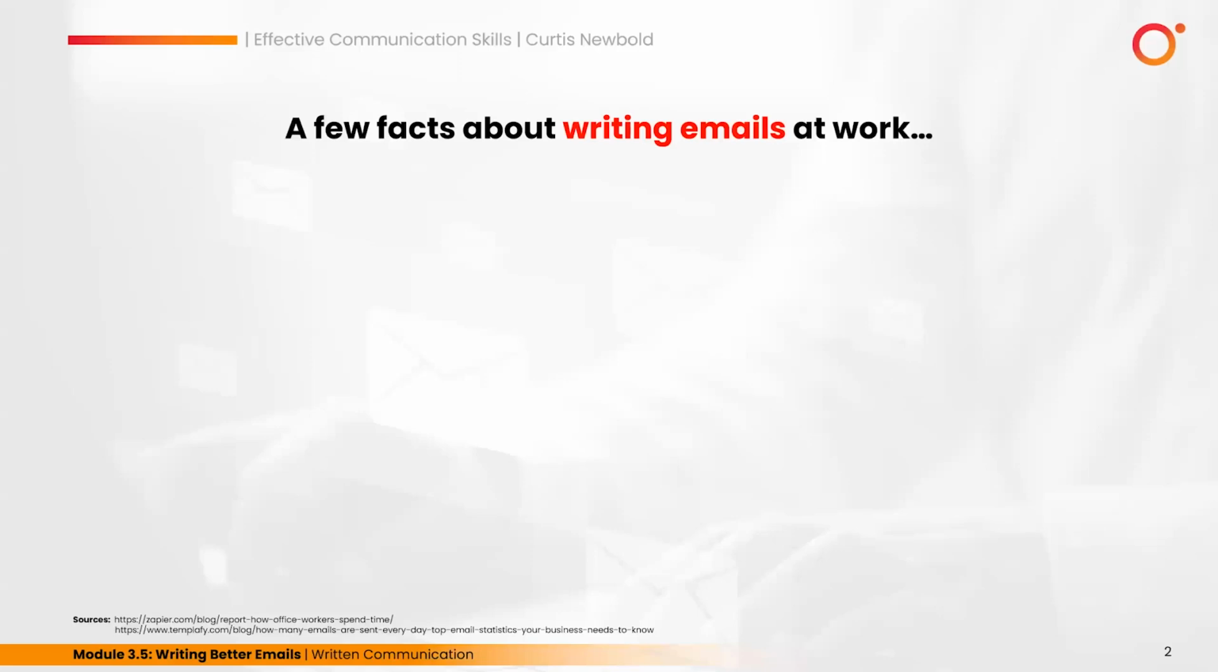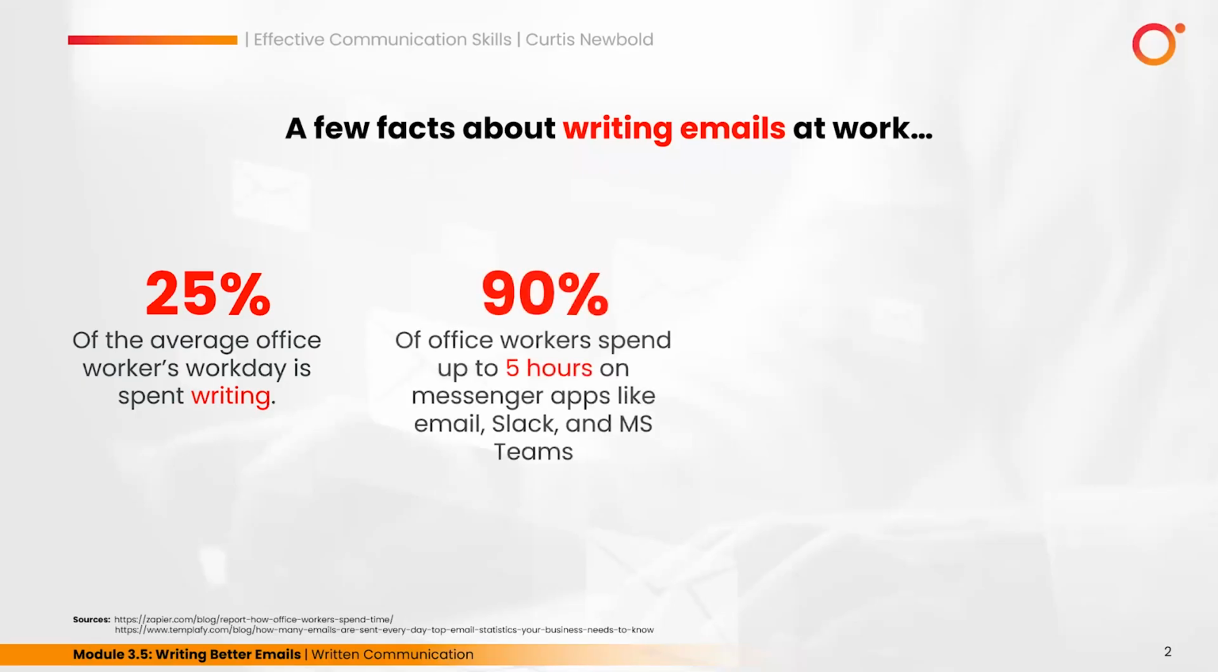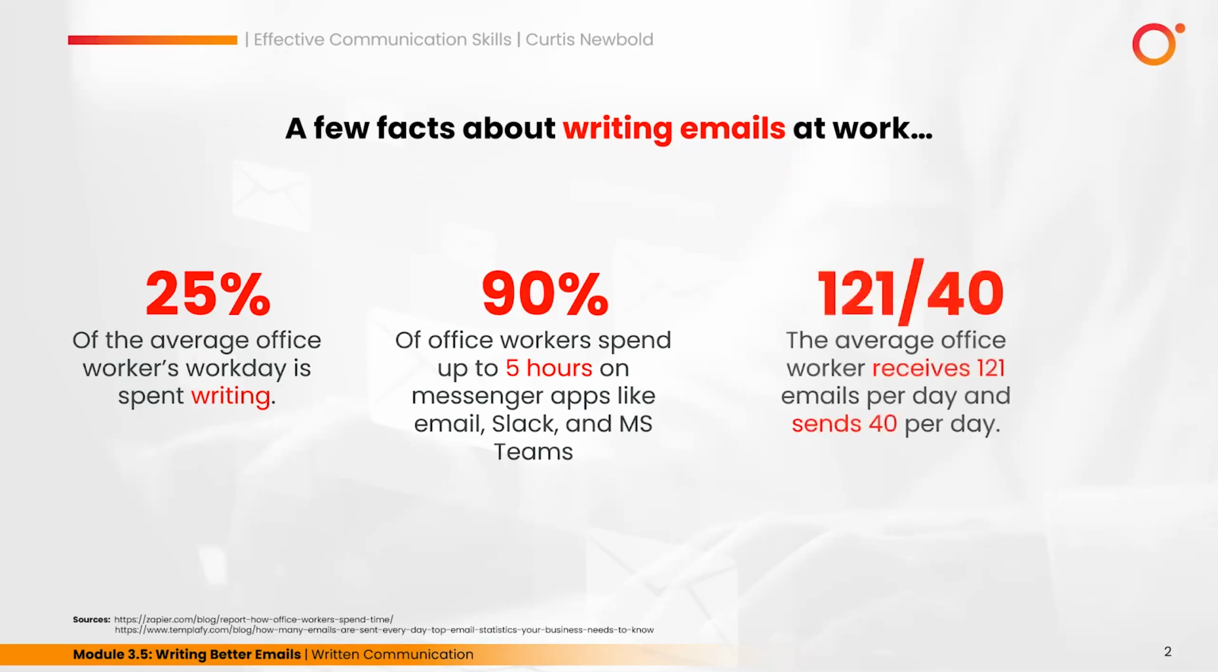All right, so a few things we think about writing emails at work. A couple of statistics I want to share with you. First of all, 25% of the average office worker's workday is spent writing, and most of that writing does happen in email format. You'll see here 90% of office workers spend up to 5 hours on messenger apps such as email, Slack, and MS Teams. So there's a significant amount of time. We spend 25% of our workday writing, and we're also spending up to 5 hours on these apps. So sometimes that means reading and sending, but also part of that is writing, of course, as well.